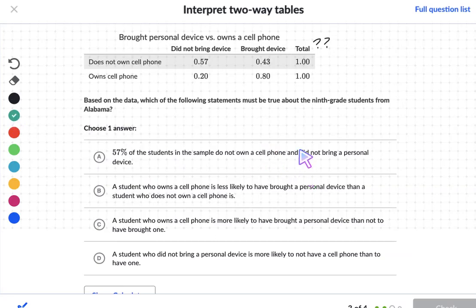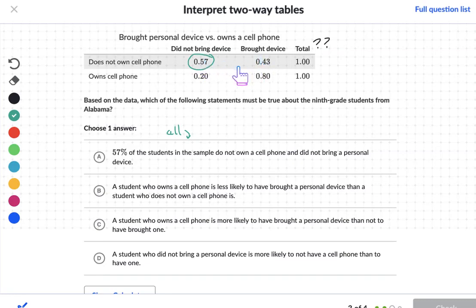All right, I'm going to read through each statement. First one, 57% of students in the sample do not own a cell phone and did not bring a personal device. 57% of all the students in the sample. Is this 57% out of all the students in the sample? No, it's out of this row, because this 57% plus this 43% makes that 100%. This row's 20% plus 80% makes that 100%.